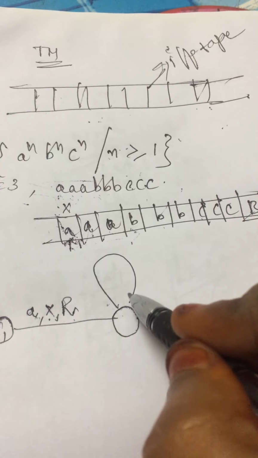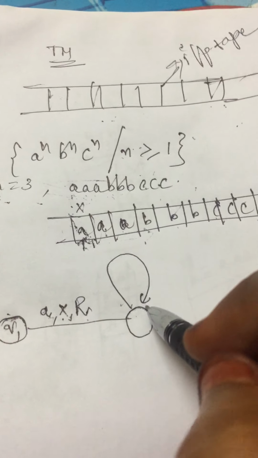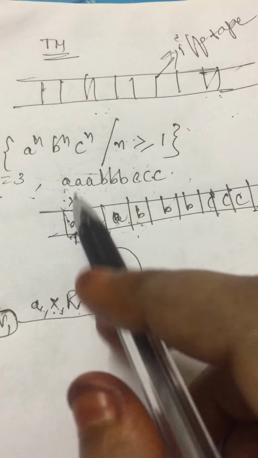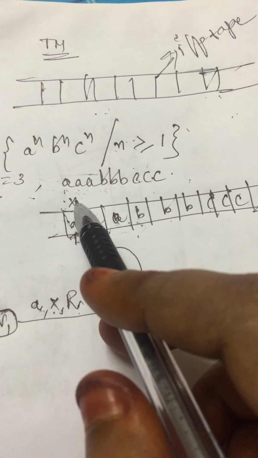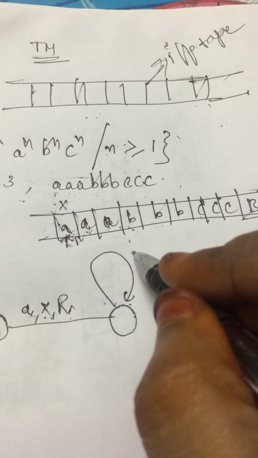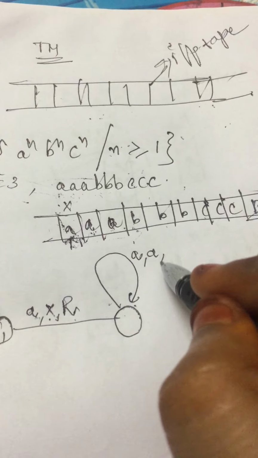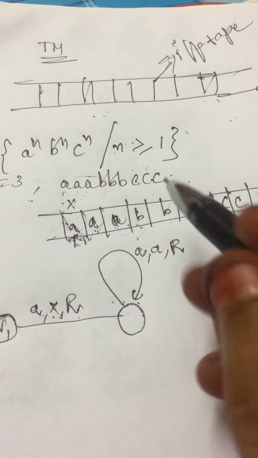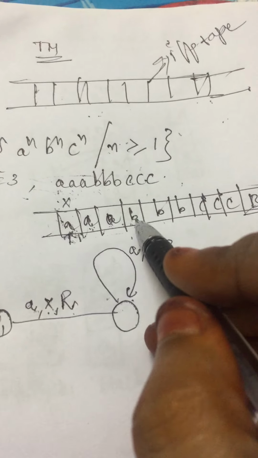See, why am I taking it as a loop? Because here a number of A's will follow this first A or X. So whatever A's may be in between, they are going to still remain as A only, and we should move to the right direction in search of B.